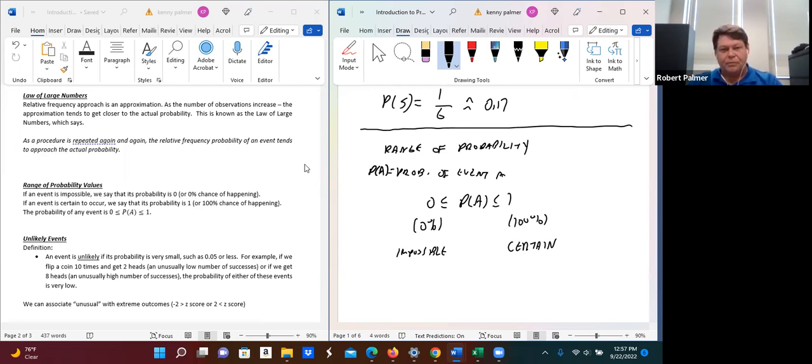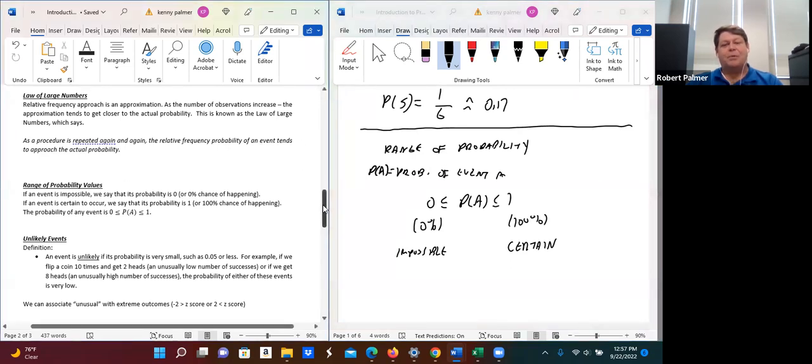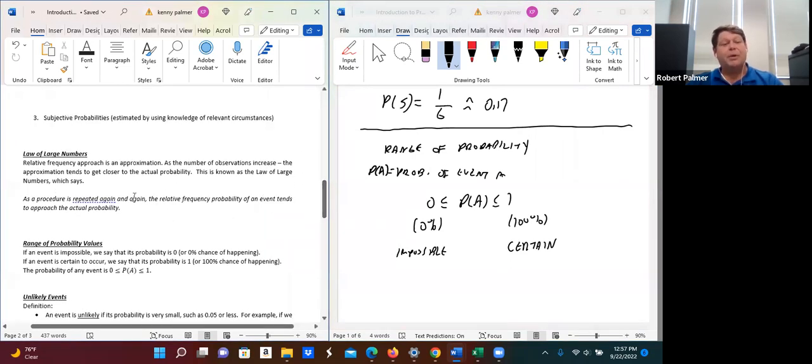Now, let's come back to this topic. We skipped over something called the law of large numbers. Let me just read this. The relative frequency approach, like the first way to calculate it, like the example of the iPhones, is an approximation. As the number of observations increases, the approximation tends to get closer to the actual probability. This is known as the law of large numbers, which says: as a procedure is repeated again and again, the relative frequency probability of an event tends toward the actual probability.